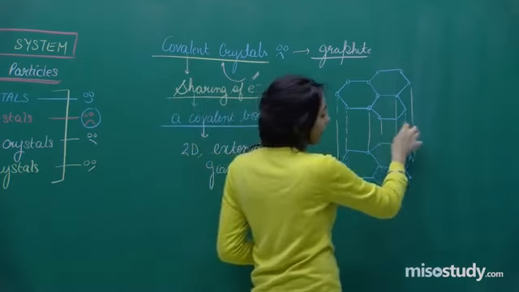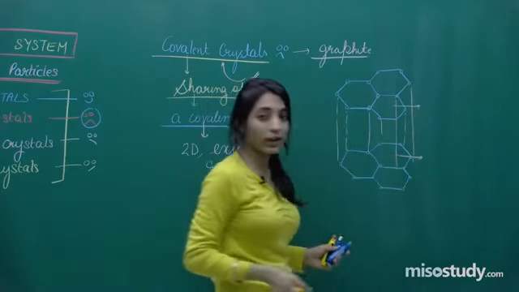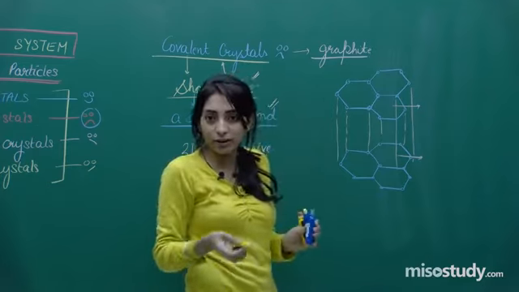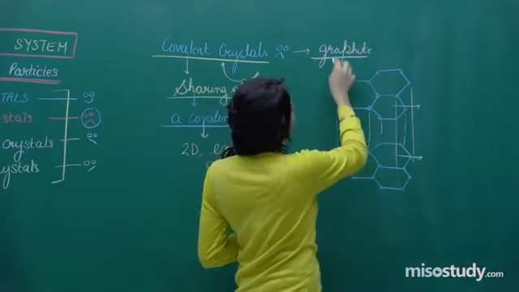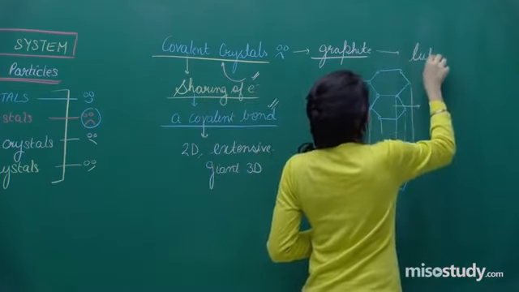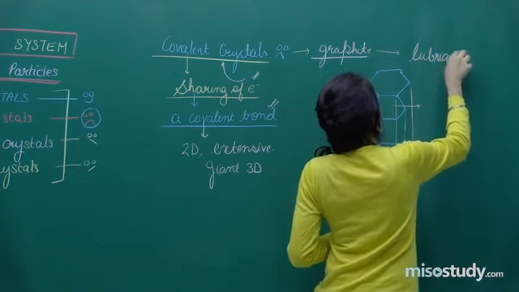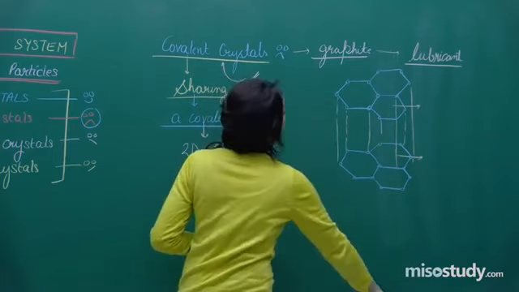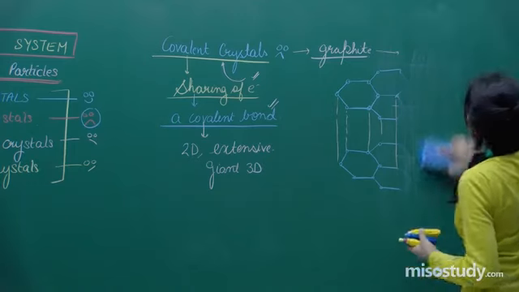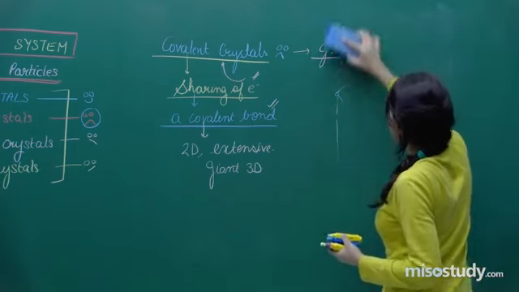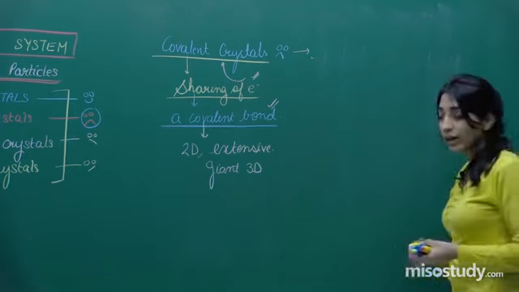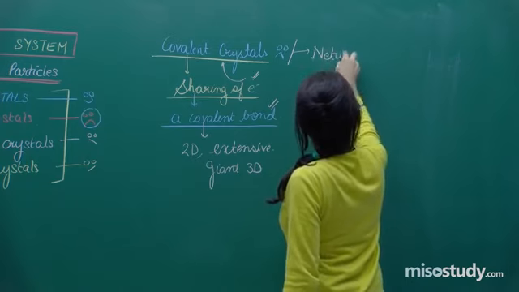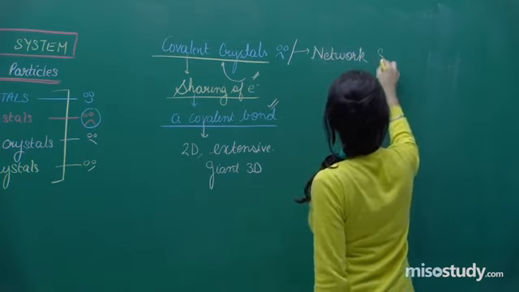And if I am not wrong, you would have studied that layer 1 can slip onto layer 2. When the two layers can slip on one another, there is no friction, right? That is why they are slipping. So this can be used as a lubricant. Similarly, you can also think about the structure of diamond. So graphite is one example of a covalent network solid. Moreover guys, these covalent crystals are also known as network solids.